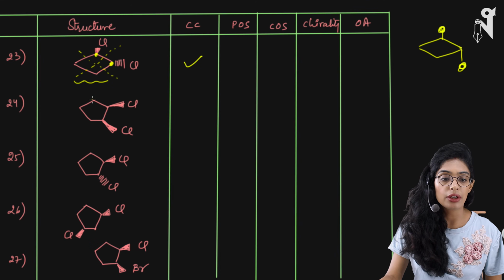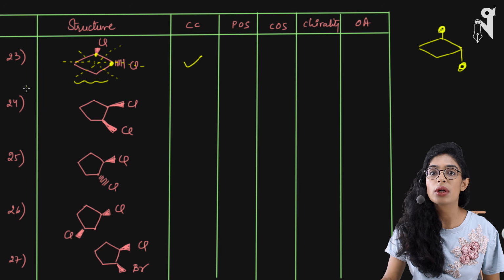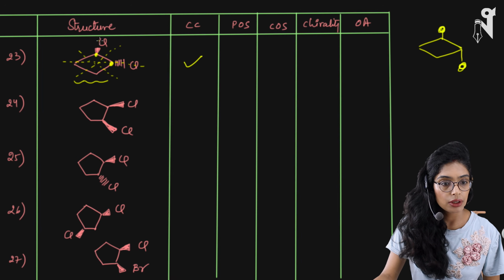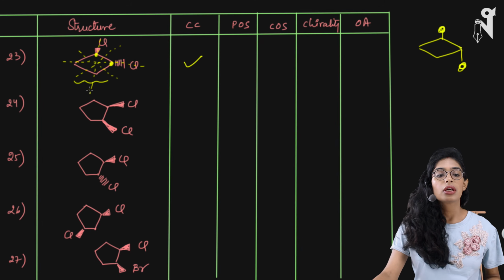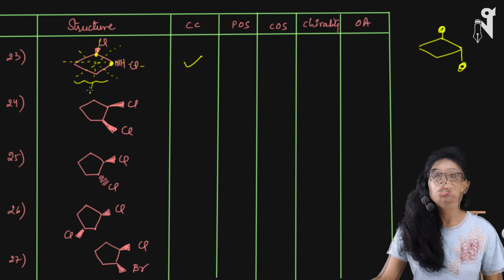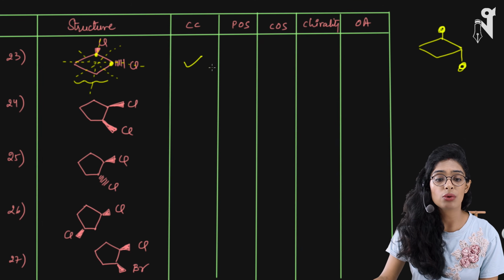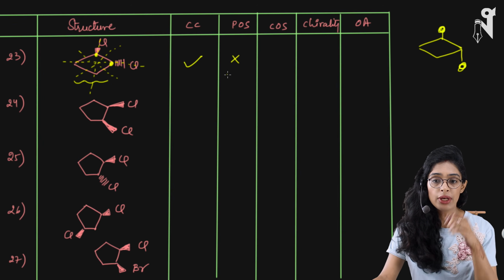No. If I cut it across the chlorine, is it going to give me two equal halves? No. If I cut it through this chlorine, is it going to give me two equal halves? No. So I don't think this molecule possesses POS. So no POS at all. Okay. Do we have COS?